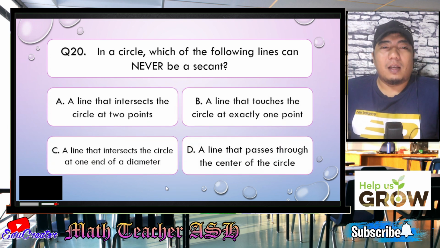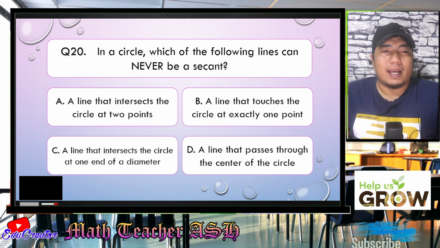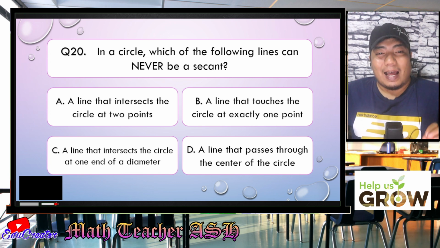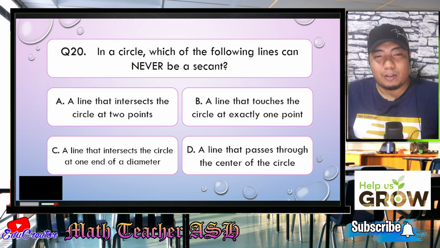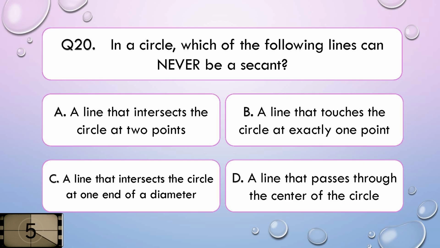In a circle, which of the following lines can never be a secant? Is it A, a line that intersects the circle at 2 points? B, a line that touches the circle at exactly 1 point? C, a line that intersects the circle at one end of a diameter? Or letter D, a line that passes through the center of the circle? I'll give you 5 seconds to think about your answer.